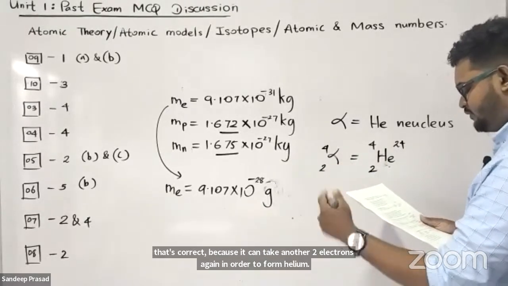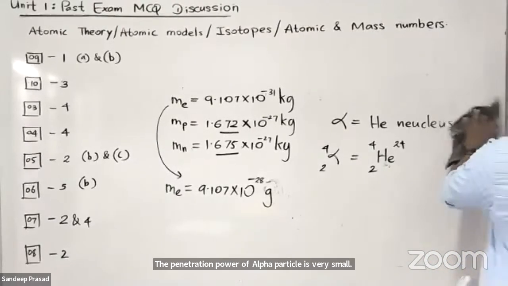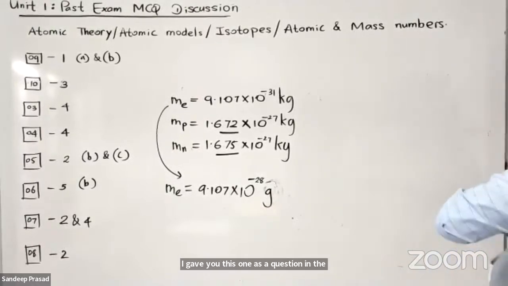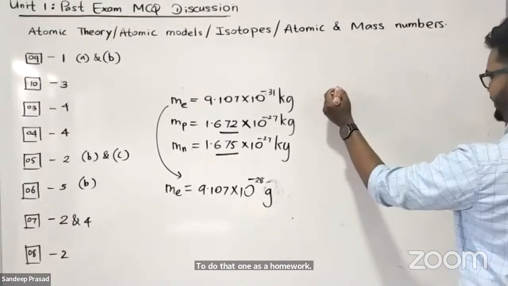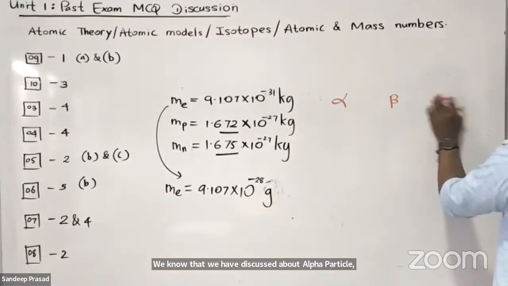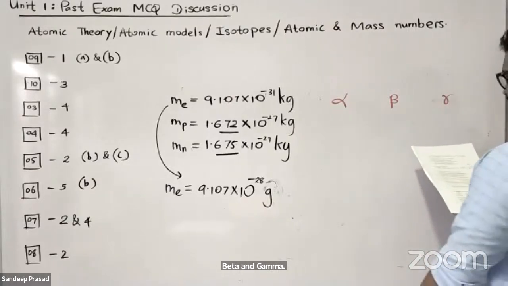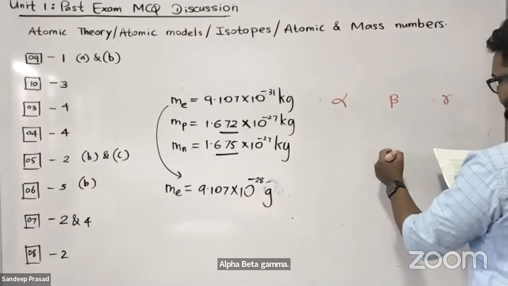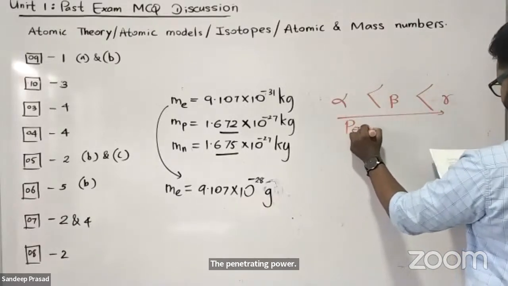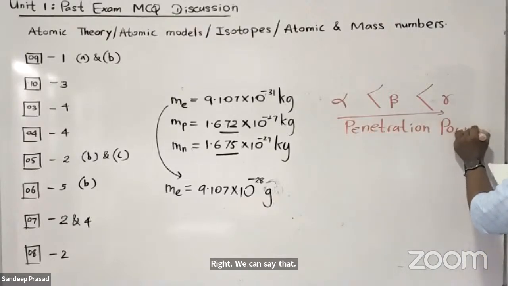The penetration power of alpha particles is very small. Remember, students, you have to know that one. I gave you this as a question in the theory class to do as homework. We have discussed alpha particles, beta particles, and gamma particles. Alpha, beta, and gamma, right? When you consider alpha, beta, gamma, always remember the penetrating power. Penetrating power increases in this direction, right? We can say that penetration power is greatest in gamma.